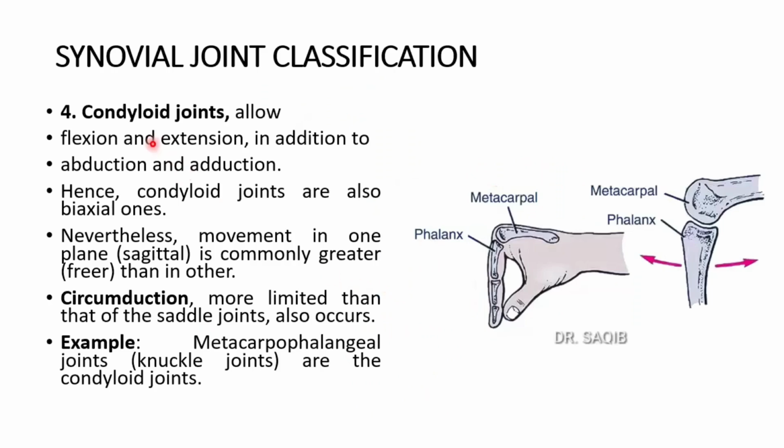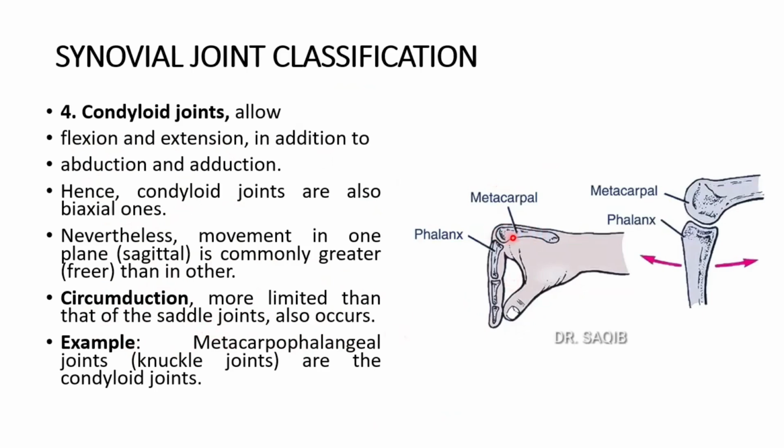So the condyloid joints now, they allow flexion and extension in addition to abduction and adduction. Hence, condyloid joints are also biaxial joints. Nevertheless, movement in one plane, that is sagittal, is commonly greater or freer than in the other. Circumduction, more limited than that of the saddle joints, also occurs. An example is the metacarpophalangeal joints, the knuckles, and the condyloid joints.